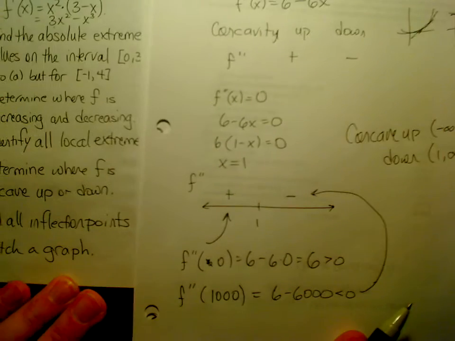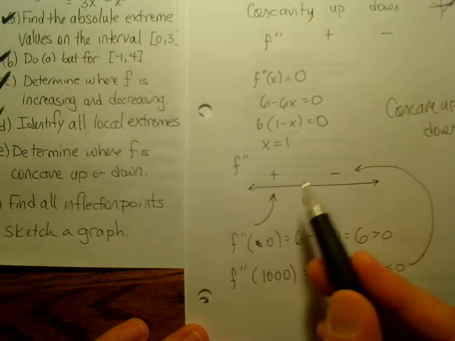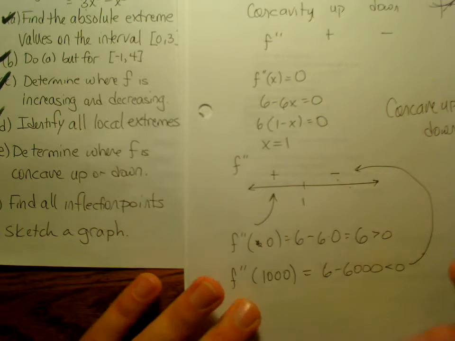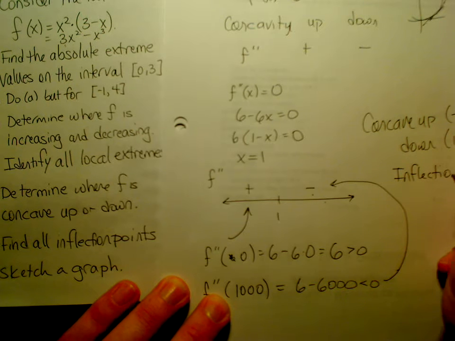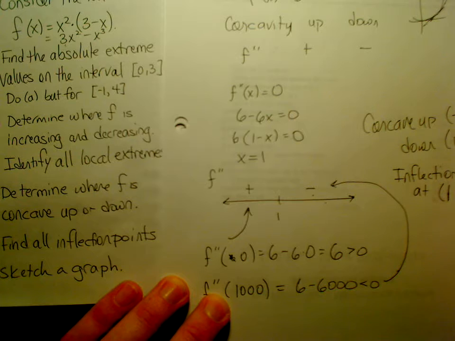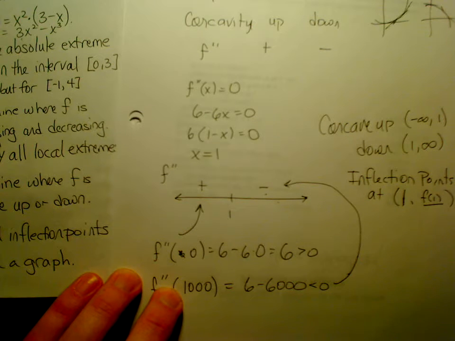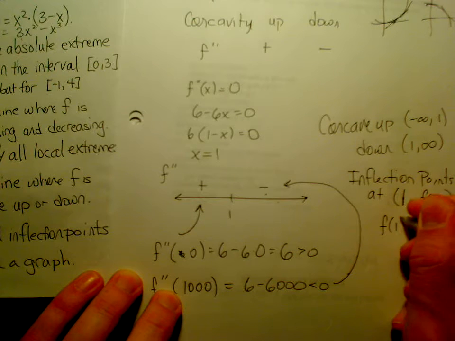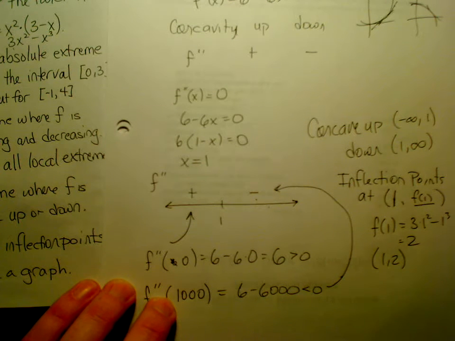Part F asks for inflection points. Well, the only place inflection points happen is where concavity changes. So this goes from positive to negative. So the inflection points are going to be at 1, comma, we want the y value that goes with 1. That's going to be f of 1. The original f of 1. I want to know the height at 1. F of 1 is 3 times 1 squared minus 1 cubed. That's height of 2. Right, so it's at 1, comma 2.